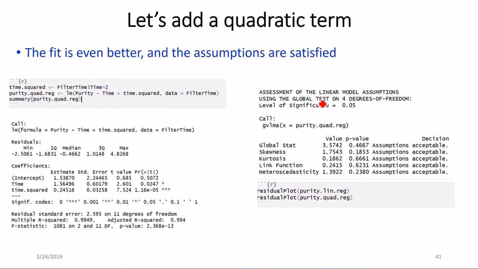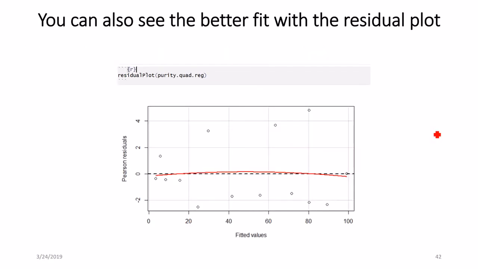Now let's add a quadratic term. We can see that the fit is even better, and the assumptions are all satisfied. You can also see the better fit with the residual plot.